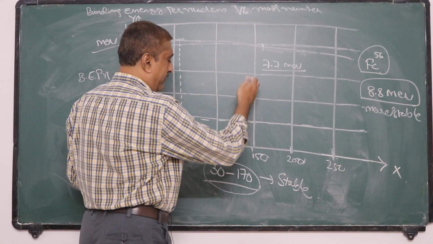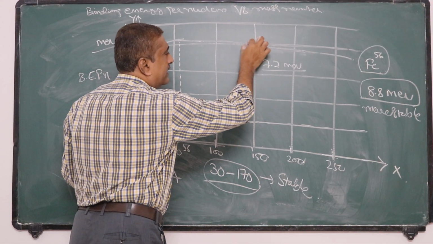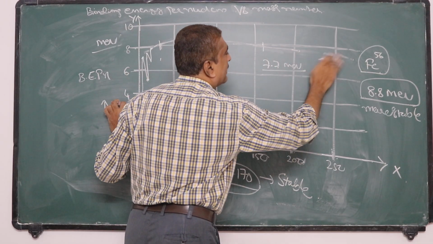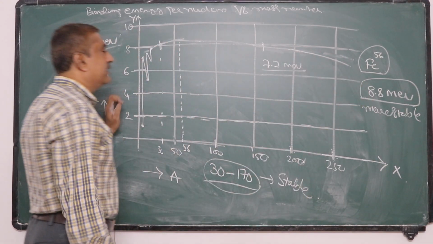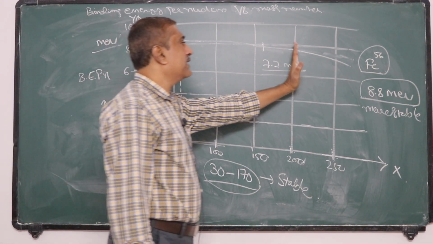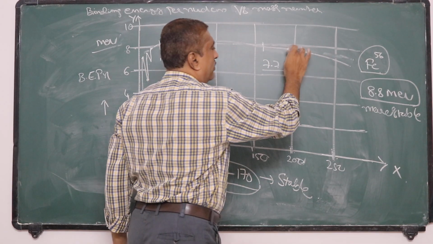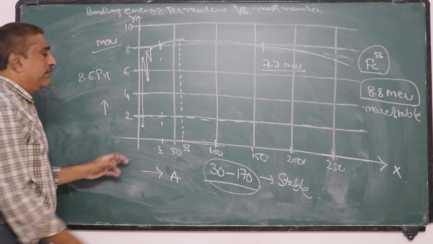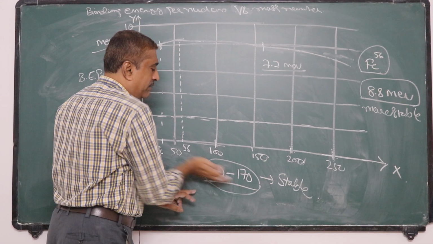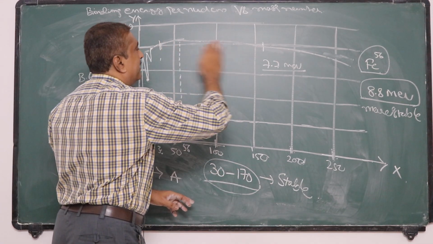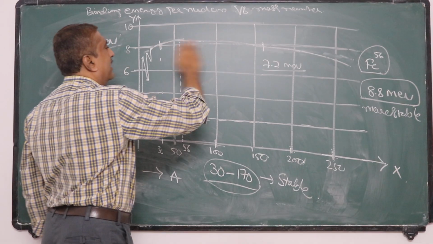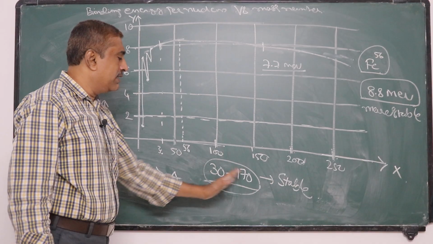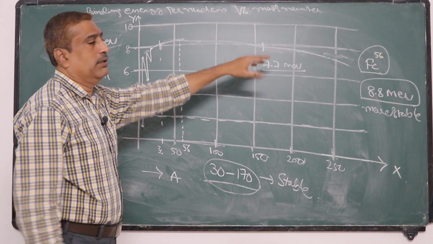From 150, 170 onwards, this binding energy is slowly decreasing, and above 200 it is very less. So if you consider the elements of mass number above 200 and below this 30, the binding energy is less. Whereas in between these two mass numbers, between 30 and 170, the binding energy is approximately constant, and these nuclei, whose mass number is in between these two numbers, are stable.